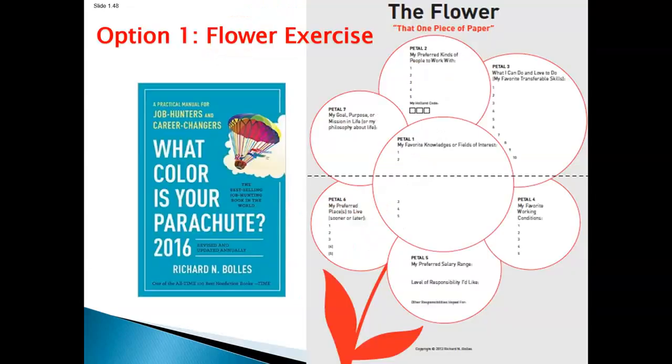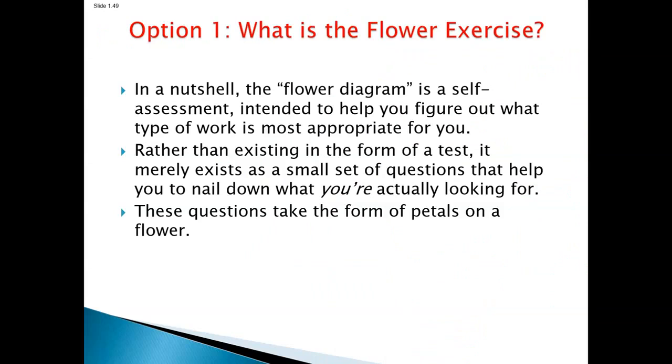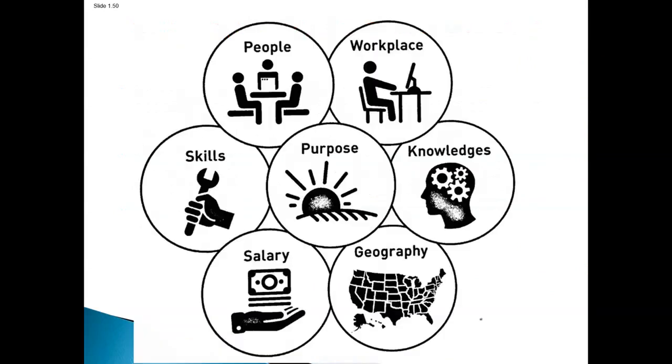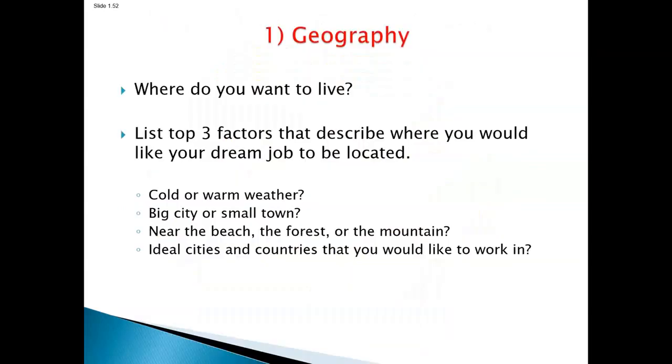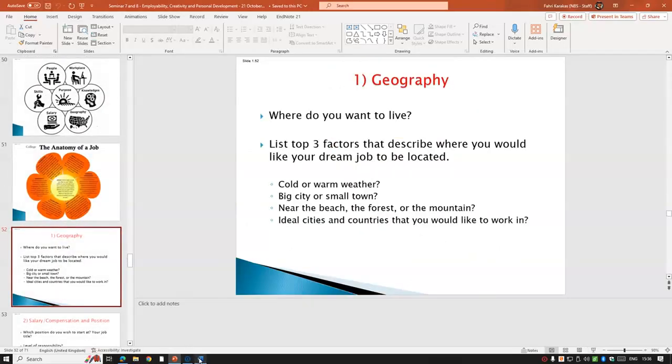Anyway, in this book, What Color is Your Parachute, there's an exercise on finding your ideal job. You can do this exercise if you want. It's called the flower exercise. In a nutshell, this is about your ideal career, ideal job. You'll be responding to questions about each of these. And this gives you the anatomy of your ideal job. These are the questions. If you want to do this option, it's a great fun option, by the way, and very easy to do.